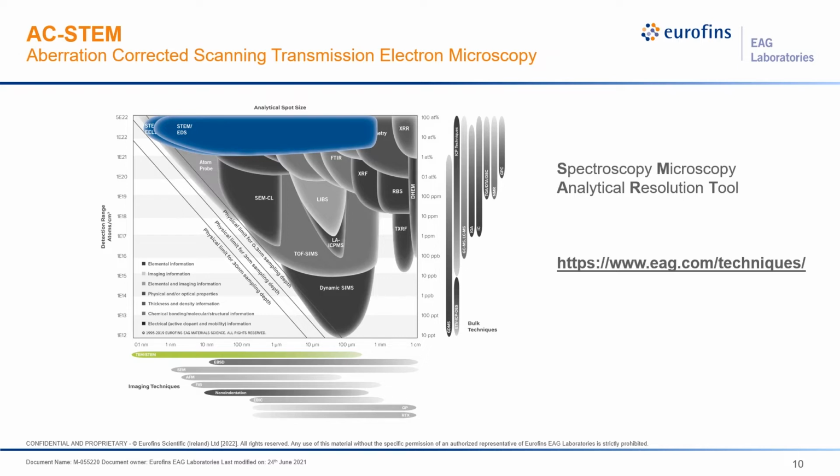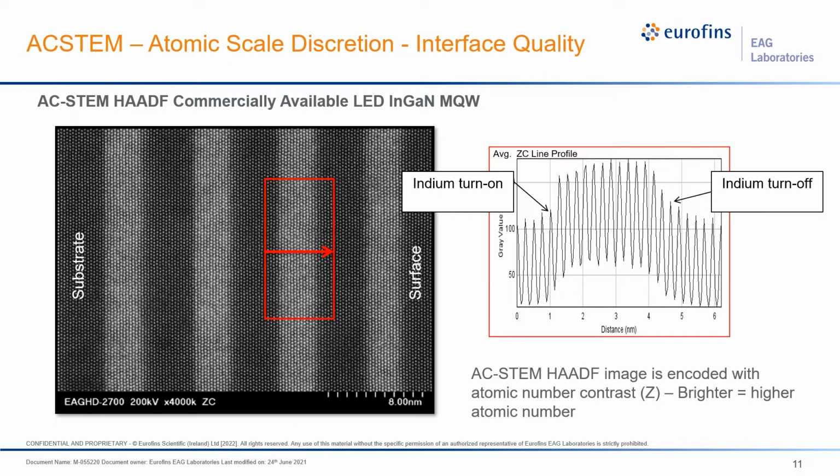And this is the kind of technique that's going to give us the best information about the crystal structure in our sample. And so as I mentioned, these micro-LEDs are made from crystalline materials. This is a high angle annular dark field image of an InGaN quantum well in a commercially available light emitting diode device. And this is representative AC-STEM type data. So we can see very clearly atomic columns in this sample here.